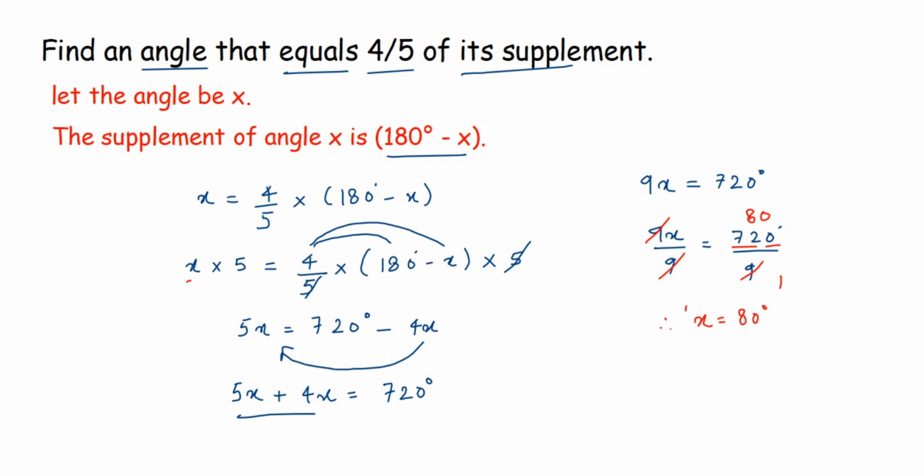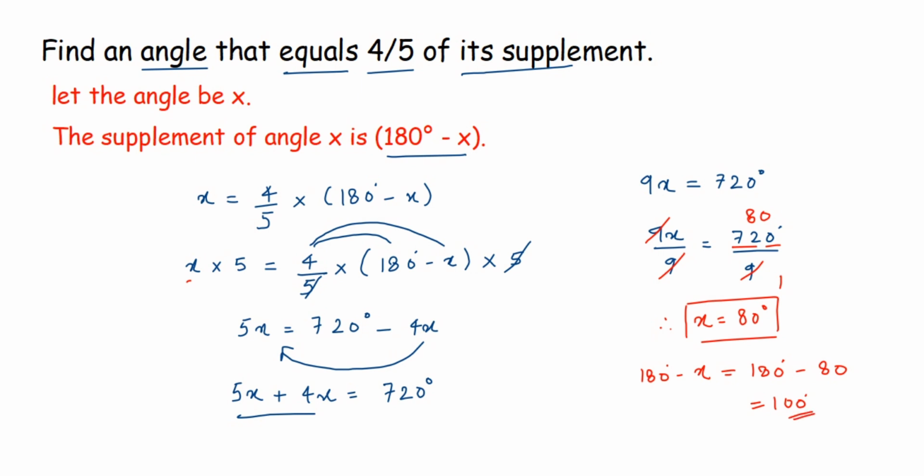If x is 80 degrees, what is its supplement? The supplement is 180 degrees minus x. So 180 degrees minus 80 is 100. So its supplementary angle will be 100. 80 and 100 are the two angles.